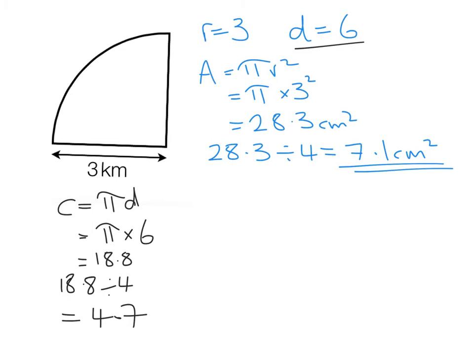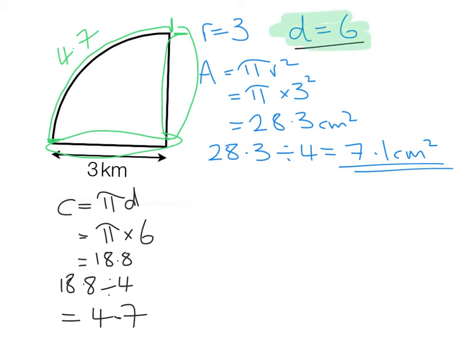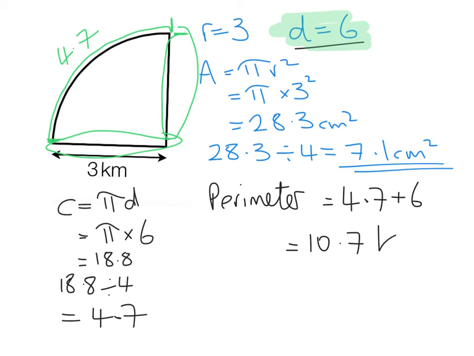So basically what that's told me is that this line here is 4.7 centimeters or kilometers. I then need to add on this line and this line, both of which are 3. So I need to add on 6. You'll find that every single time the number which you need to add on is just the diameter. Okay. So the perimeter is 4.7 add the diameter, which is 10.7 kilometers.